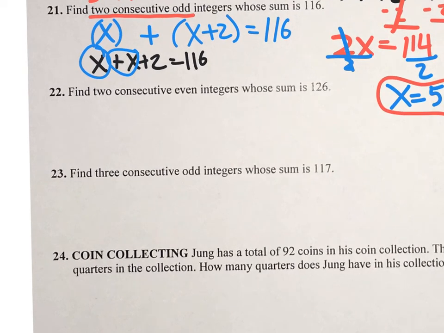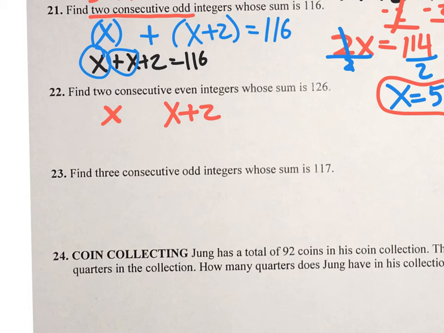So the next one, number 22, find two consecutive even integers whose sum is 126. So again, you don't know your first even integer, so you're going to call it x. What's the next even number? If x is your even number, what's the next even number? x plus 2, again. So it doesn't matter if it's odd or even, you're still going to have to add 2 to get to the next number, right? So here is your first even number, here's your second even number.